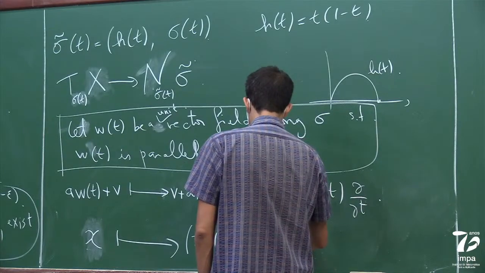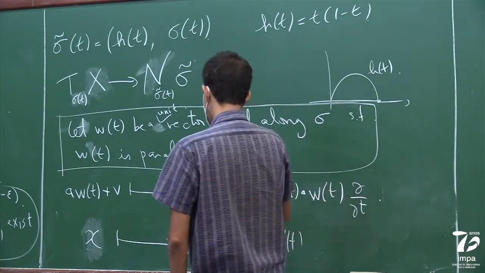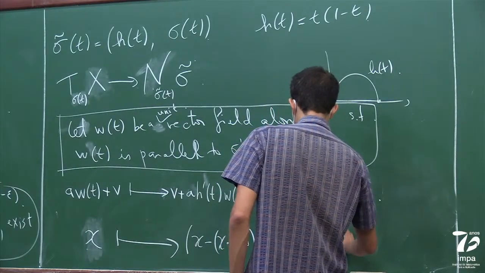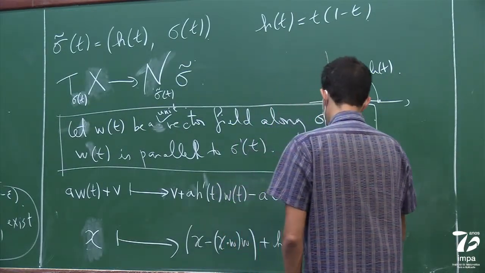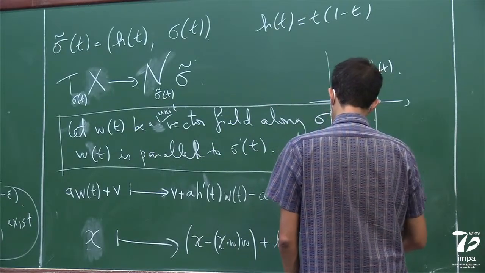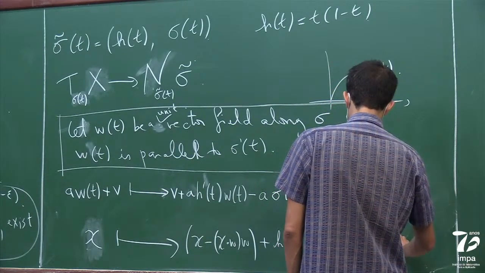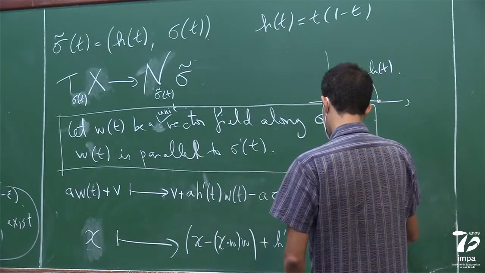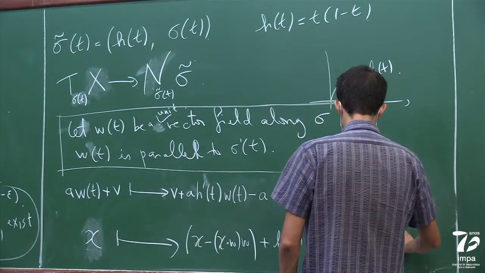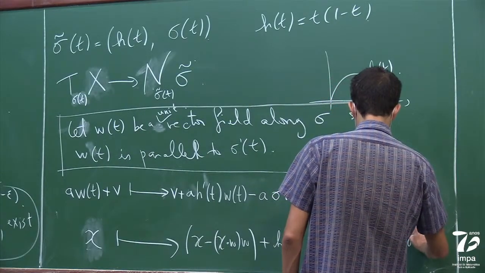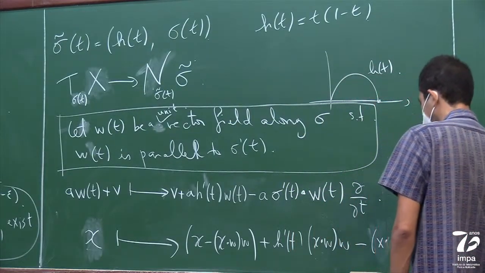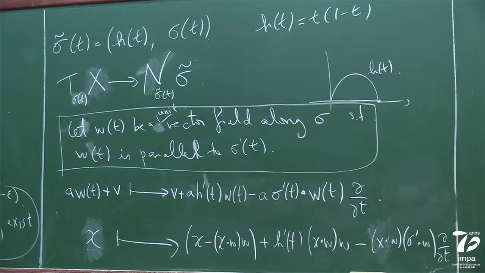So h prime, and then a w, so that's the part that you project to a, so that's x dot w, and then minus x, now you have the sigma prime. Now you have x dot w, and then sigma prime dot w d/dt. Okay, so that's another way to write down this thing.